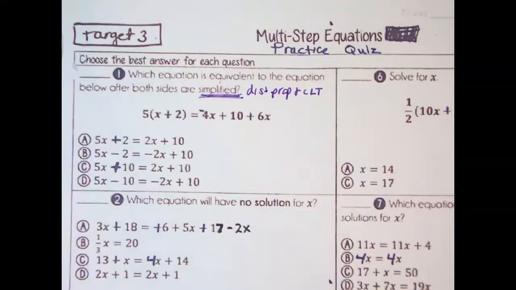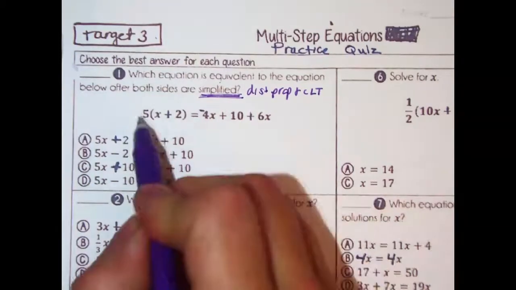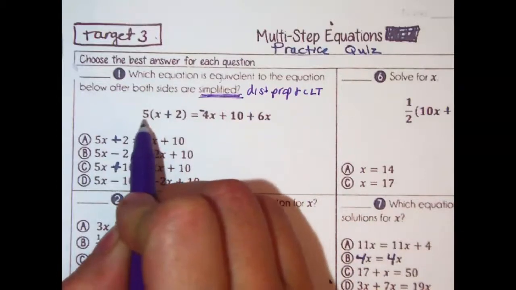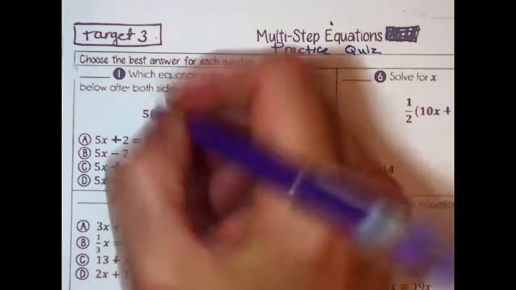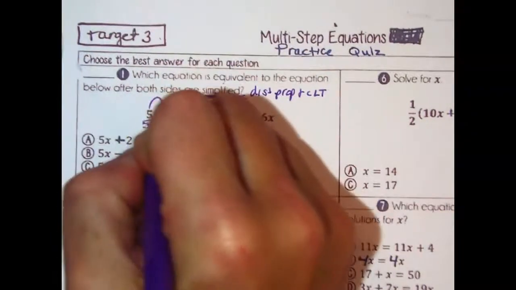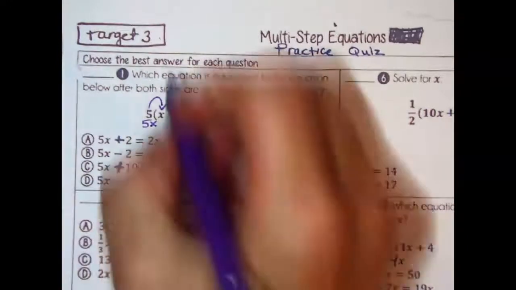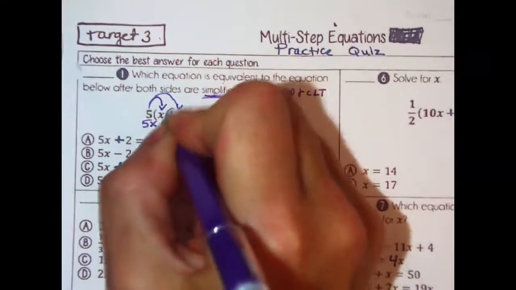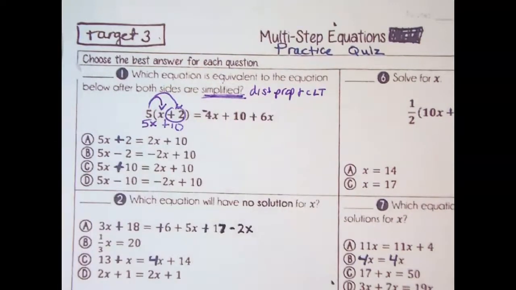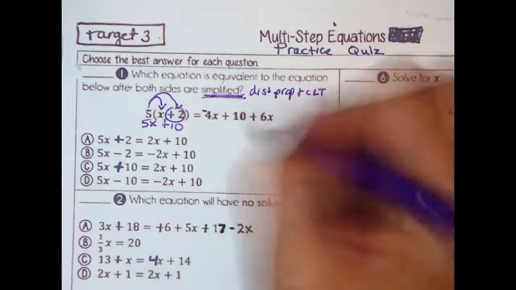So we're not actually solving this one. We're just going to simplify it out. So the first thing I'm going to do is on this side, I'm going to look for distributive property, then combine like terms. So I actually do see distributive property. I see 5 times x, which is 5x. And then I see 5 times positive 2, which is positive 10. That's simplified.